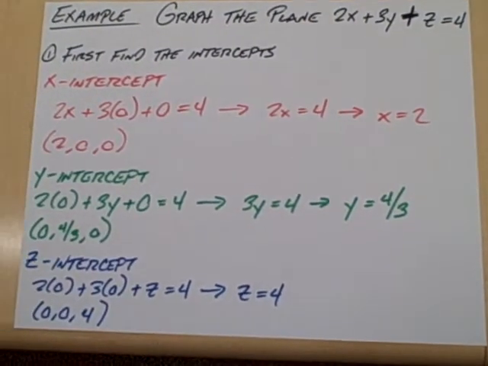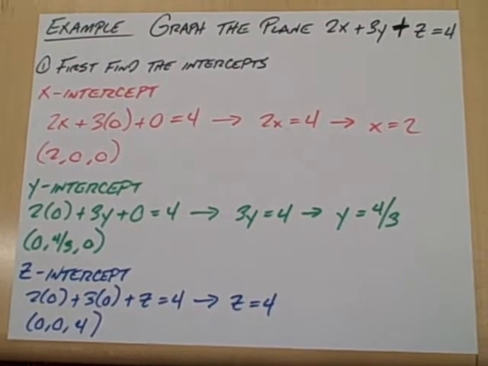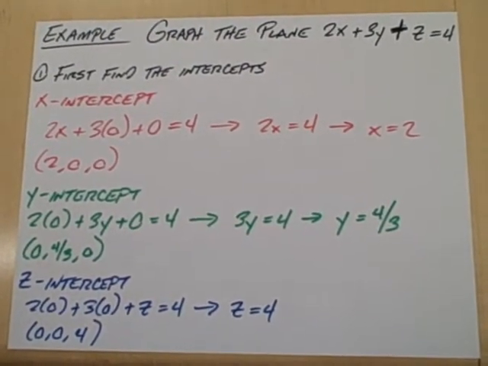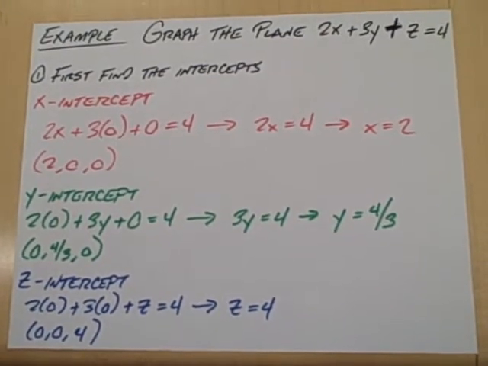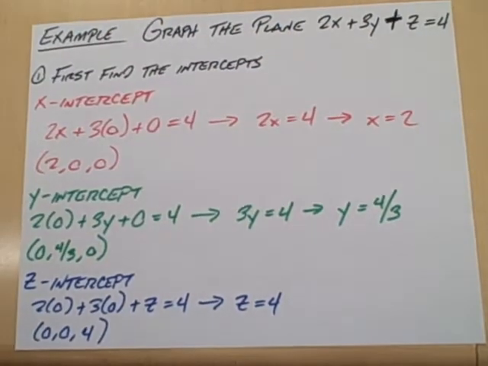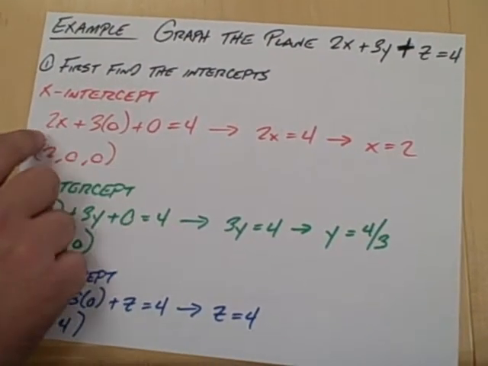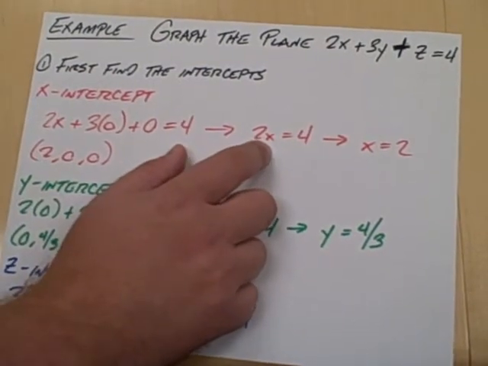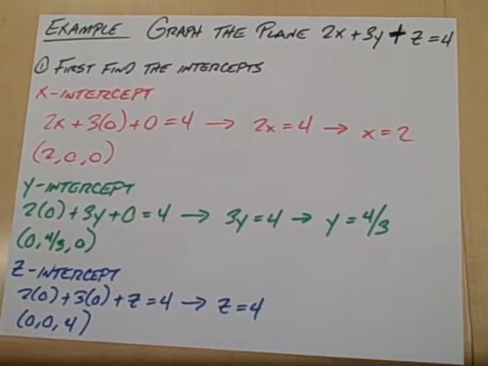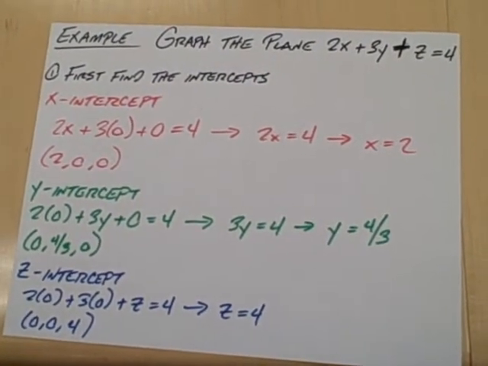So, for example, I want to graph the plane 2x + 3y + z = 4. First we have to find all 3 intercepts, the x, y, and z. Again, the x-intercept happens when y is 0 and z is 0. So I'm going to take my original equation, and everywhere I see a y and a z, I'm going to plug in a 0. That's what I did here. And simplify, so I end up with 2x = 4. When we divide both sides by 2, we get x = 2. So my ordered triple for the x-intercept is (2, 0, 0).